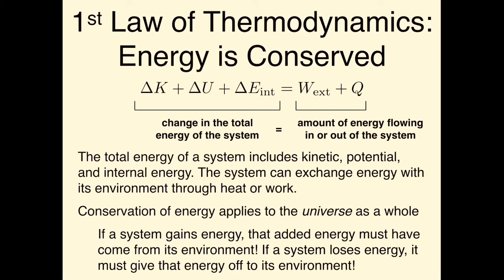So conservation of energy applies to the universe as a whole, right? The total amount of energy in the universe is conserved. So that means if a system gains some energy, if the energy of a system increases, it must have taken in energy from its environment. And if a system loses energy, it must have given off some energy to its environment. So regardless of what's happening, the total amount of energy in the universe is conserved. That's the idea underlying this equation.